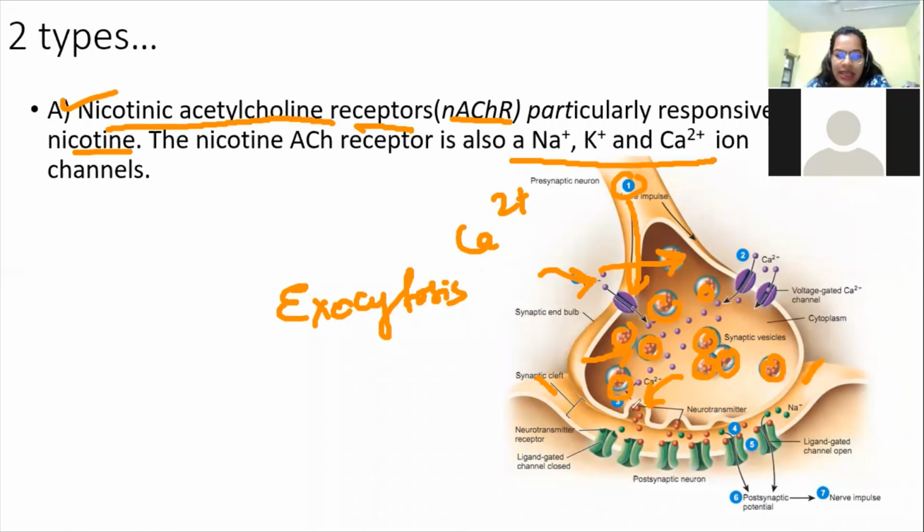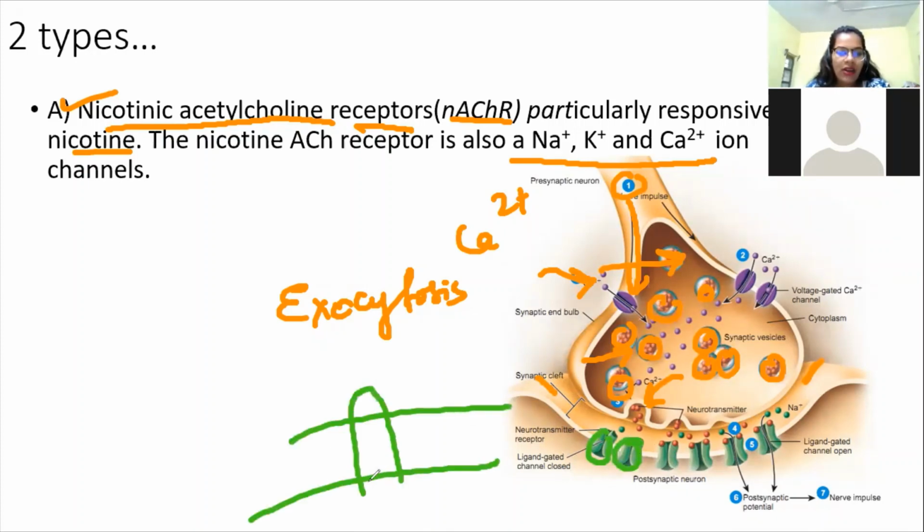Okay. Then what is happening? We have got the receptors. Can you see over here? These are the neurotransmitter receptors, and they are ligand gated channels also. So initially they are closed. You have got a membrane and all these channels are there. When the neurotransmitter comes, it goes and binds over here. Now when they bind, there is an opening.